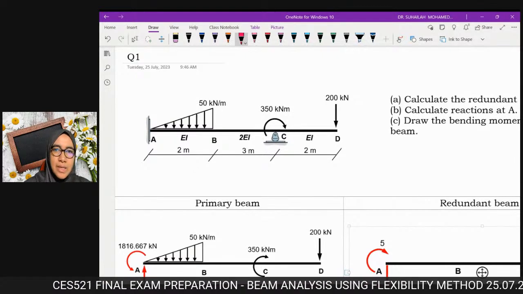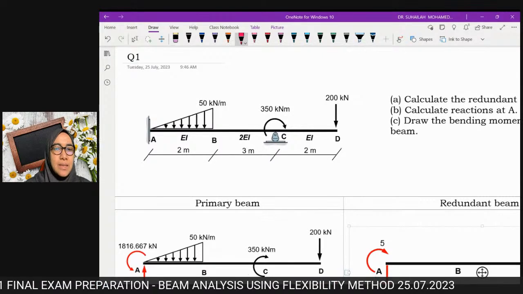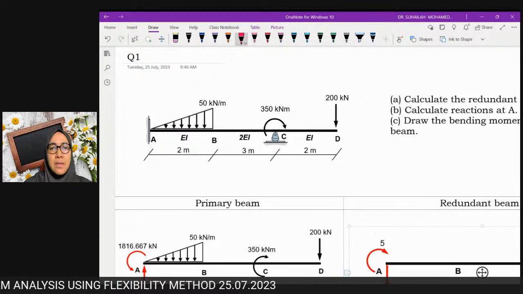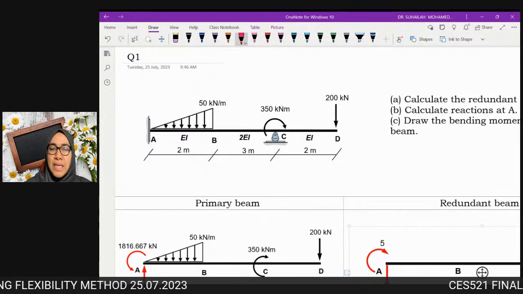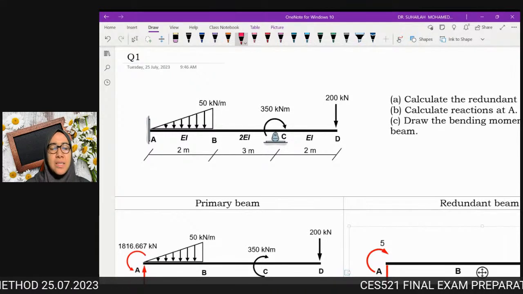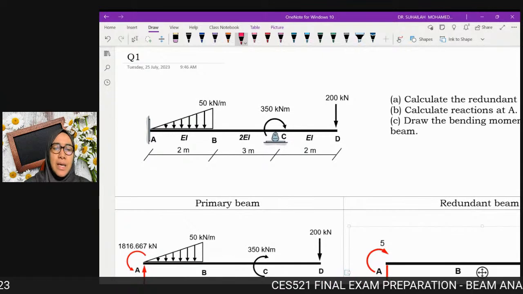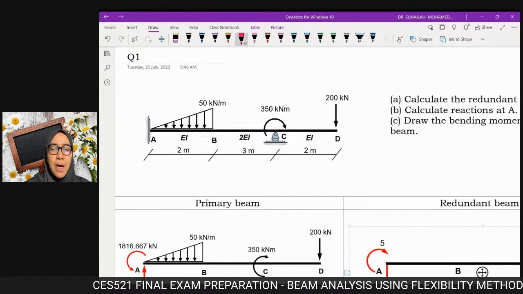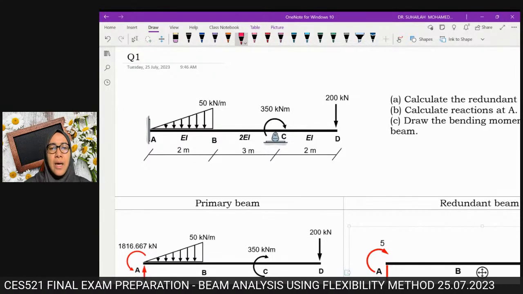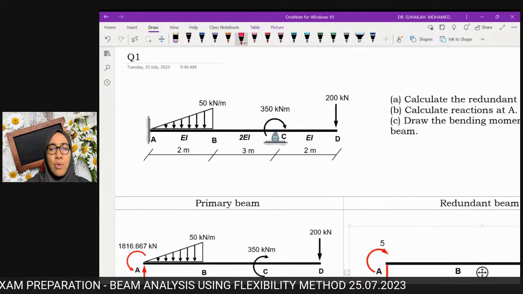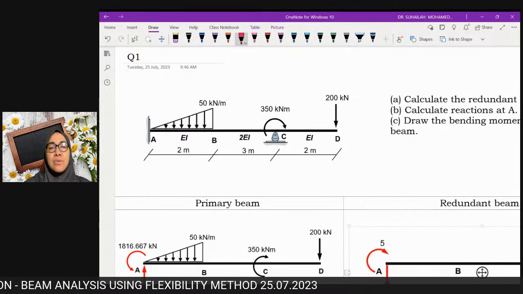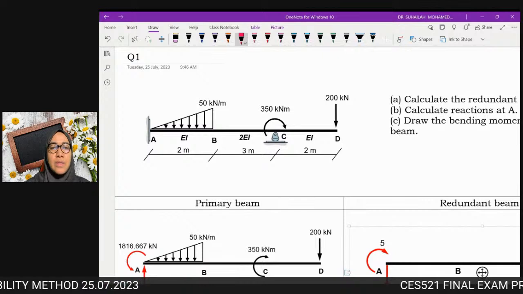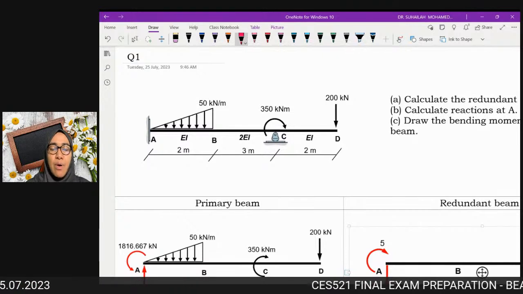Okay, in this session, I would like to discuss this beam, a continuous beam. Okay, this is an indeterminate beam, ABCD. This beam is fixed at A and is supported by a roller at C. This beam is loaded by various types of loading.